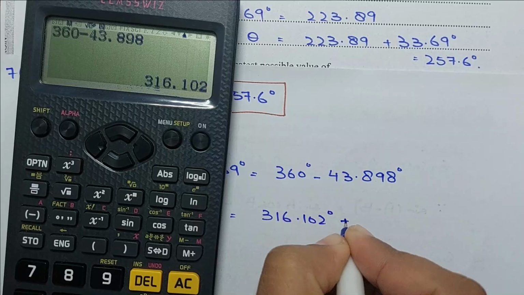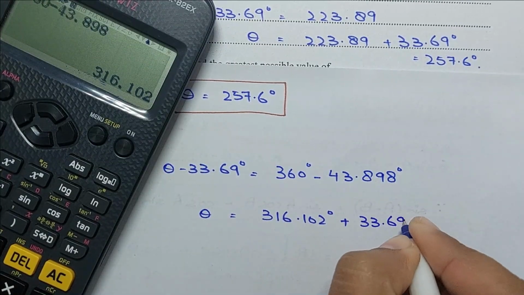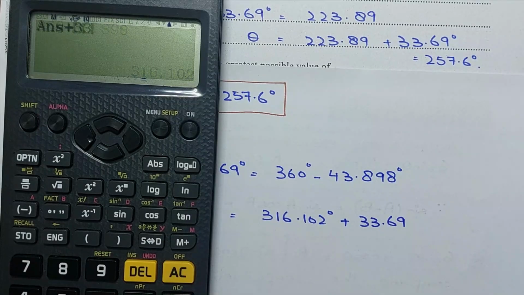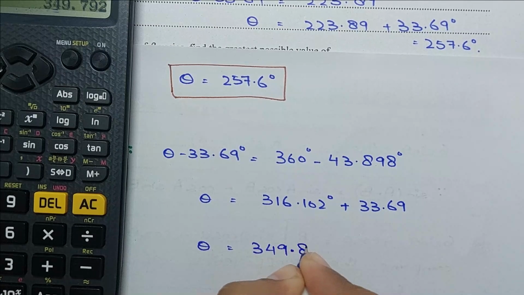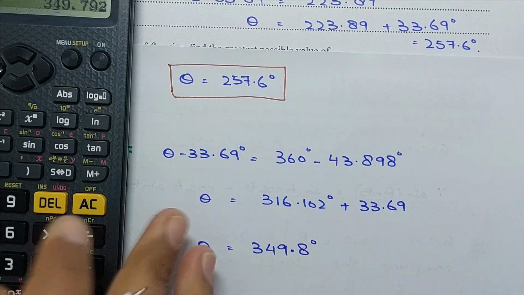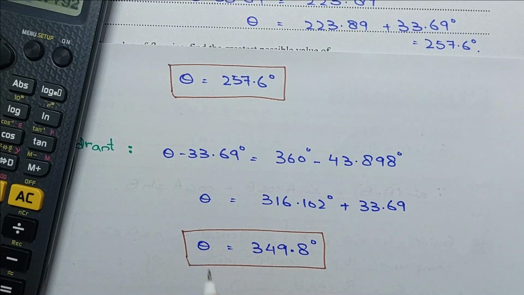316.102 degrees, and then shift this term to the other side, add 33.69, this would be 349.79 or 349.8 degrees. Theta is 349.8 degrees. This is also between 0 and 360. So these two are the values of theta.